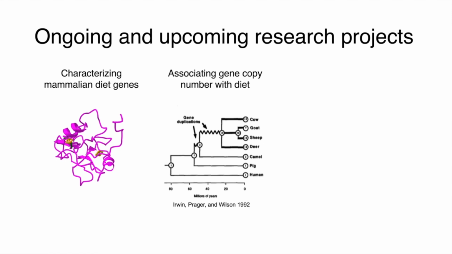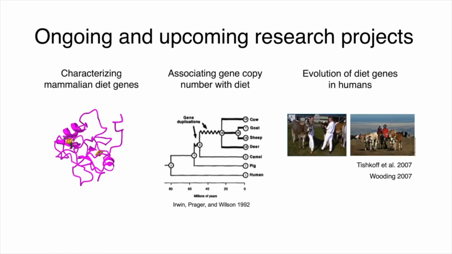And another project looks at these genes that are associated with diet across mammals and asks, how do they evolve within humans? We already know that some of the strongest signatures of recent human adaptation involve genes that are responsible for our ability to digest certain foods, in this case, milk.